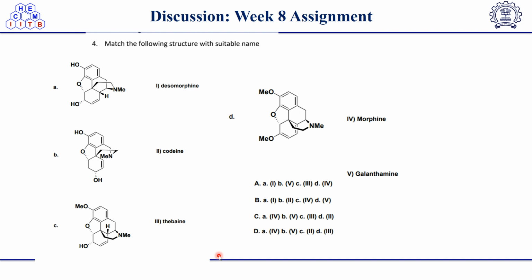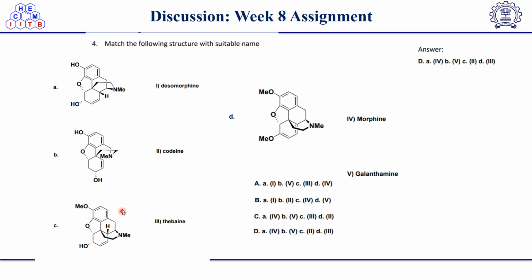For this question, the correct answer is option D. That is, this particular structure corresponds to morphine, which has two hydroxyl groups. The second structure, B, corresponds to galanthamine. Here there is a hydroxyl group as in morphine, but there is no hydroxyl group at this position, and one hydroxyl group is there in galanthamine, and the position of the double bond is also changed in galanthamine.